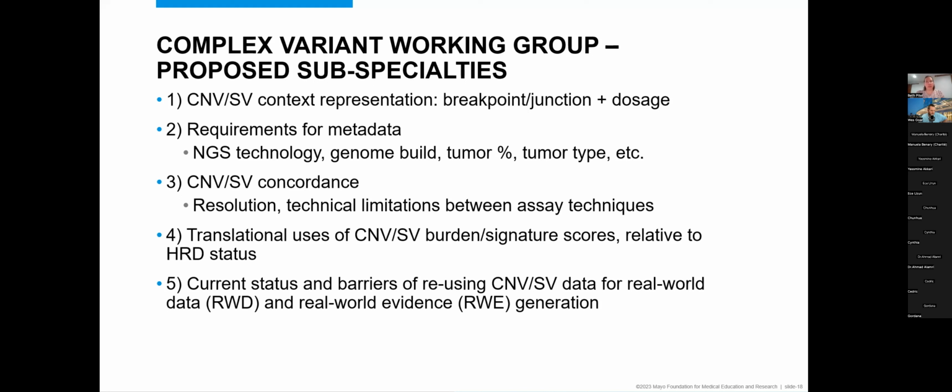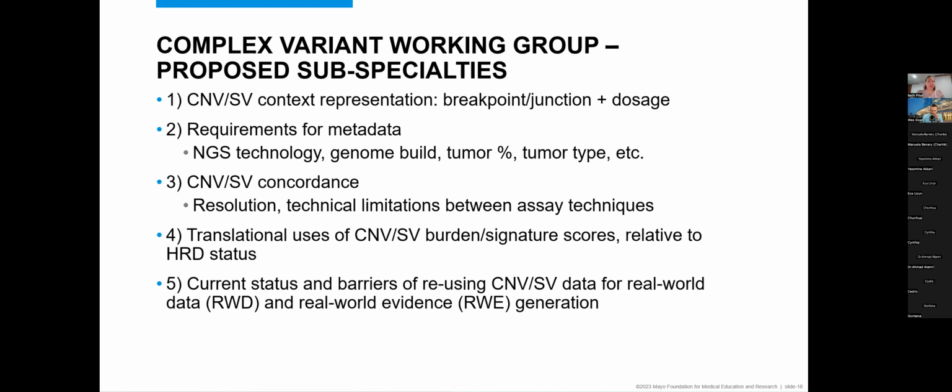So here's what we're proposing for our literature review. First, we want to delve into CNV and SV context representation, so nomenclature and representation of breakpoints and/or junctions and dosage. Secondly, requirements for metadata. The question is, would this be similar to SNV, or would this be a little different?